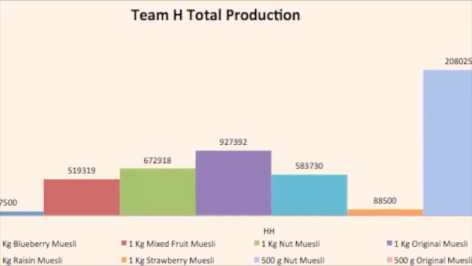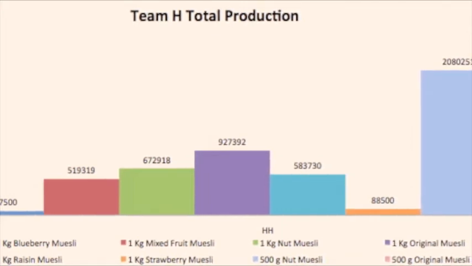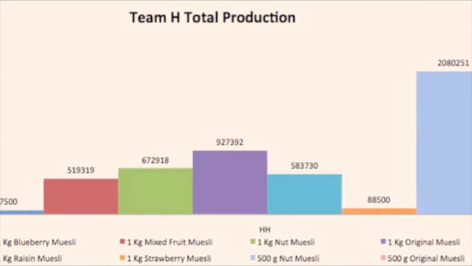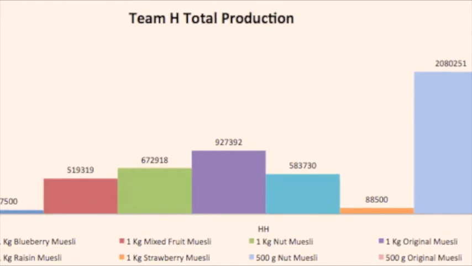produced over the entire simulation. You will notice that 500 gram nut and original are the most produced products. We produced 500 gram nut and original the most because these were our highest selling products. 500 gram nut had over $2 million in sales and 500 gram original had over $1.4 million in sales. Combining these 2 products together made up 1/3 of all the sales we had.